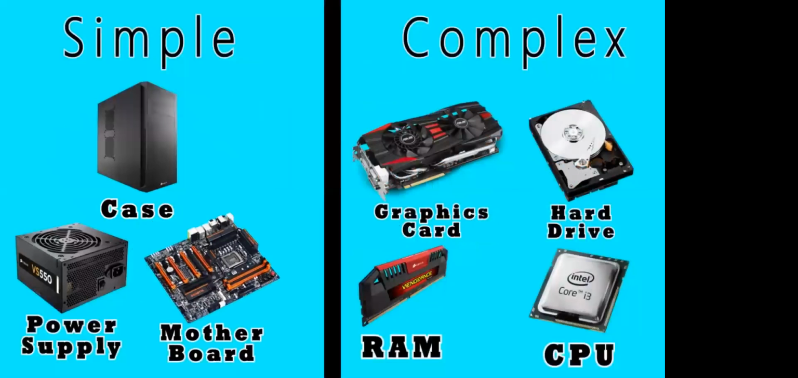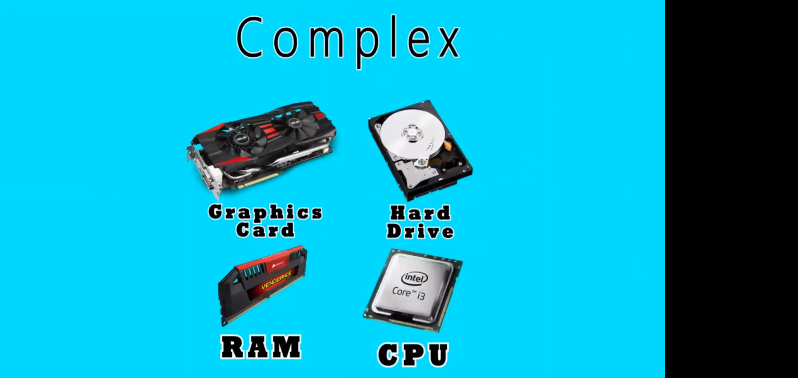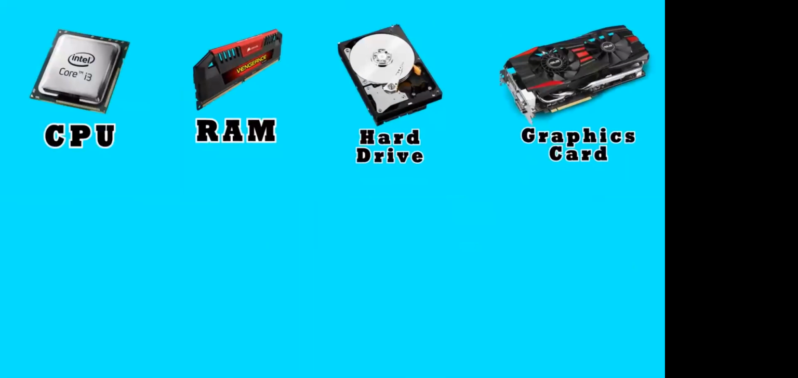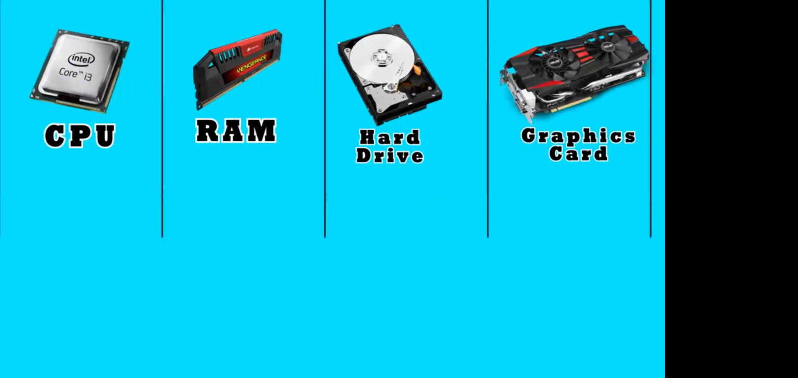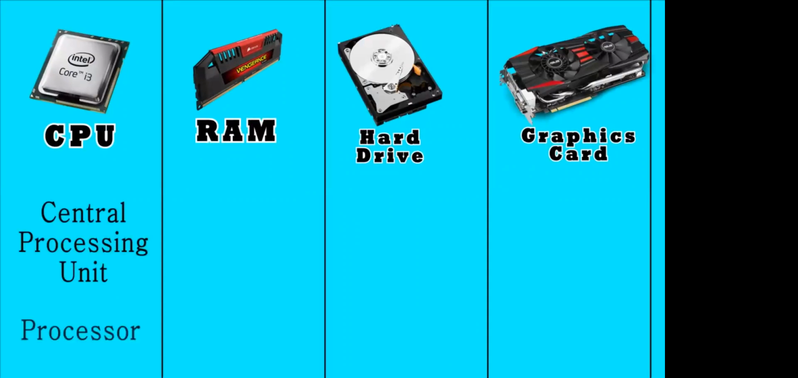So that's it for the simple components. Now let's move on to the more complex parts, the ones that deal with data. The four main components to keep in mind here are CPU, RAM, hard drive, and graphics card. First things first, I'm going to establish some terminology. CPU is also known as the Central Processing Unit, or processor. These terms all refer to the same thing.